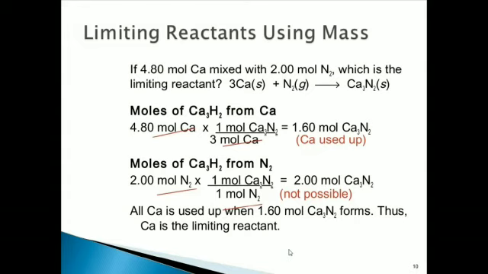So 1 mole of Ca3N2 is formed. So 4.80 times 1 mole Ca3N2 divided by 3 mole of Ca gives 1.60 mole Ca3N2 formed from 4.80 mole of calcium. Similarly, 2 mole of nitrogen is given, and 1 mole of nitrogen forms 1 mole of Ca3N2. So 2 mole of nitrogen would form 2 mole of Ca3N2, which is not possible because only 1.60 mole Ca3N2 is formed. So calcium is already used up. Hence, calcium is the limiting reactant or reagent for this equation.